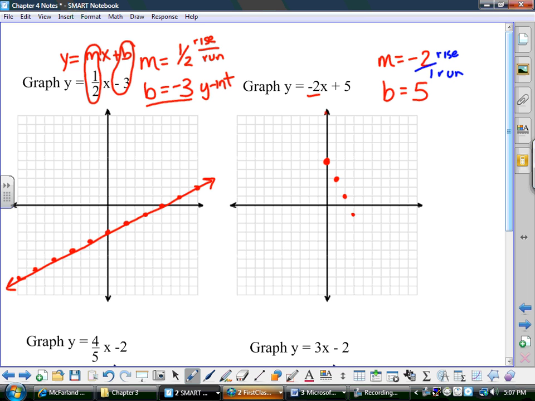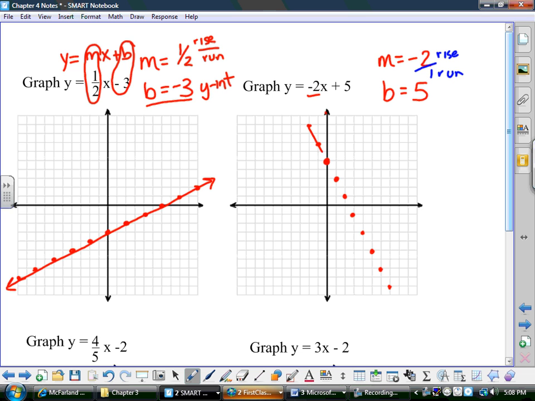Down 2, right 1. And we need all of the nice points on the graph, so go until you get to the very end. And then reverse directions. Go up 2 and to the left 1 until you run out of room again.